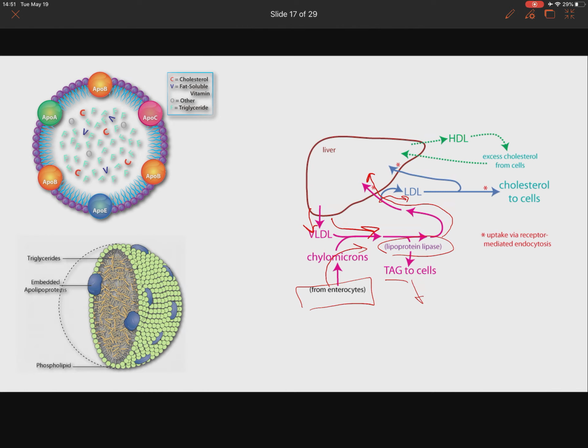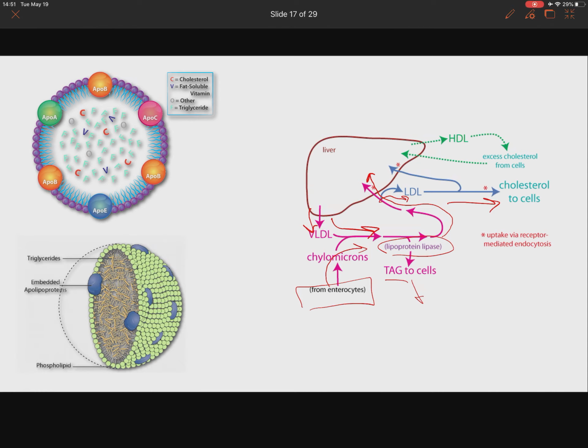Now, LDL delivers cholesterol to the cells where it can be used. So cholesterol, not triacylglycerides. Cholesterol to the cell where it can be used for membranes, for the synthesis of hormones, whatever. Cells take up the cholesterol by receptor-mediated endocytosis. We looked at that.